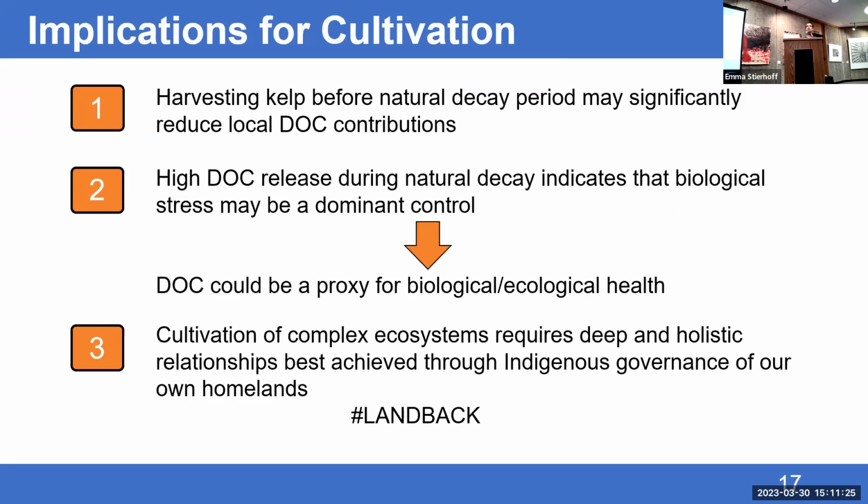And last, final slide, in terms of the implications for indigenous cultivation, one, on a practical basis, harvesting kelp and maybe other fleshy macroalgal species before the natural decay period means that you're removing that very significant source of dissolved organic carbon and reducing local DOC contributions, maybe even global DOC contributions. And there is a coupling between the biological condition, for example, bleaching of the tissue or other sources of stress, such that either DOC could be a proxy for biological and ecological health, or on the flip side, that a very healthy ecosystem could be an indication of DOC.